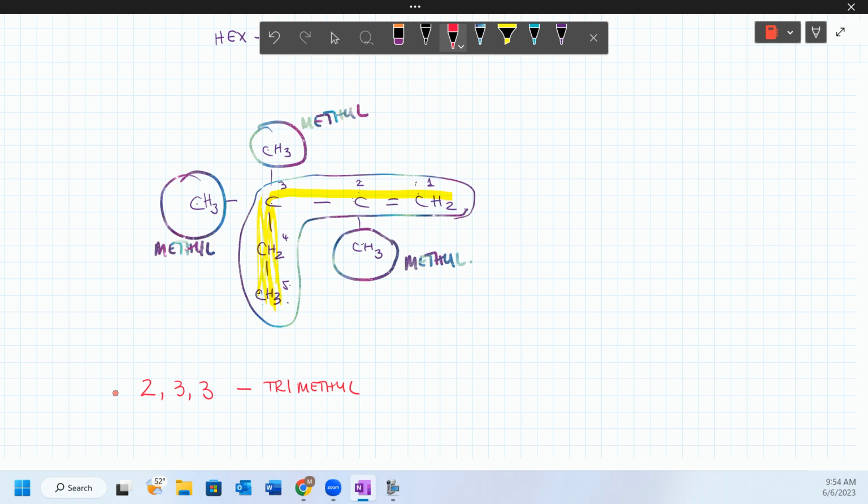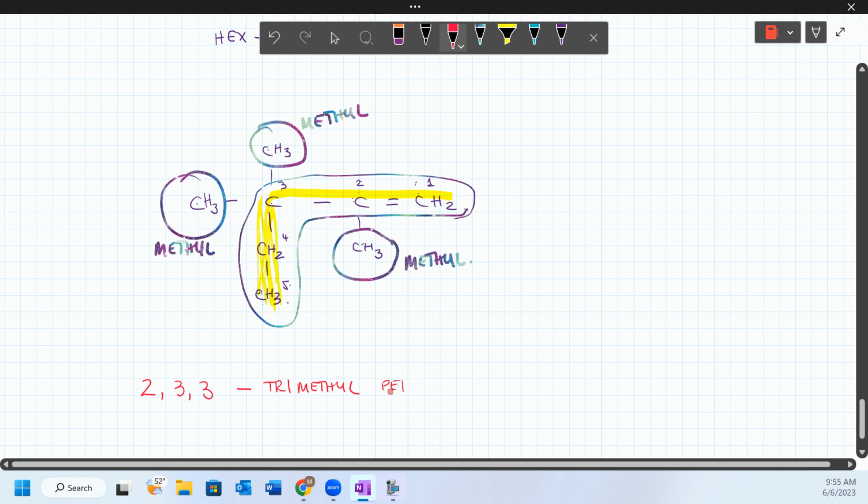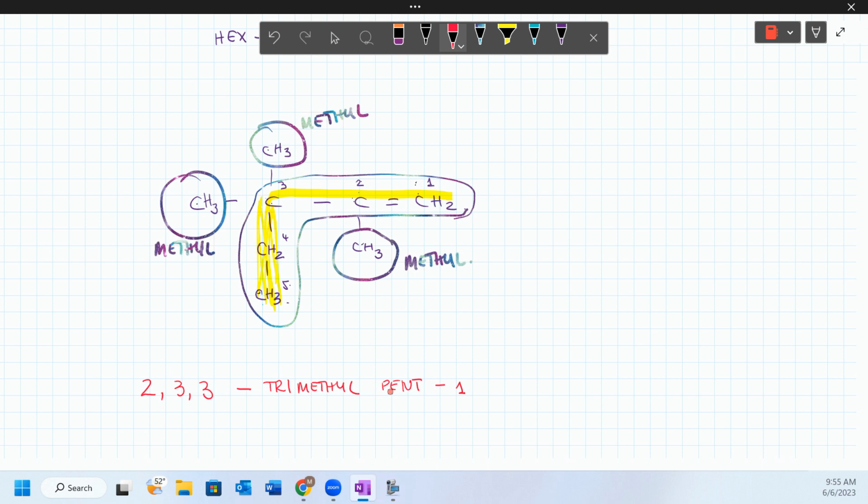And now we will work with the longest carbon chain. We have 5, so pent. On the first one, we have the double bond. And then, since it is a double bond, we'll add ENE. So 2, 3, 3-trimethylpent-1-ene. Yeah.